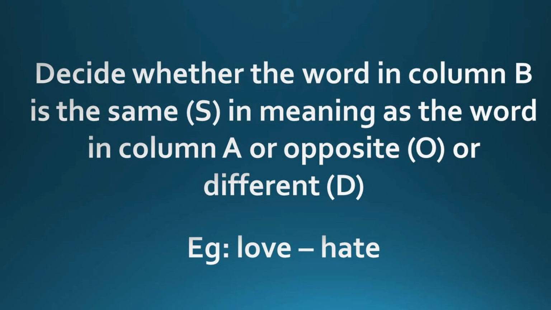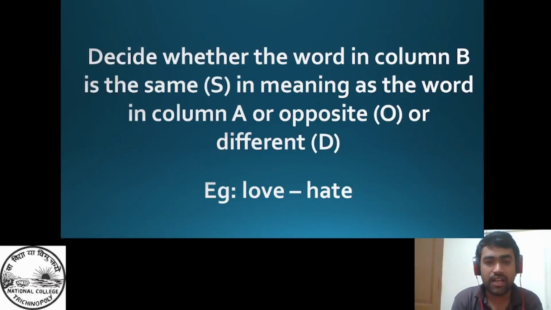Look at this. Decide whether the word in column B is the same in meaning as the word in column A, or opposite, or different. So you must mark either S or O or D. For example, love, hate. If it is similar, you should mark S. If it is opposite, you should mark O. If it is totally different, two different words, then you're going to mark D.